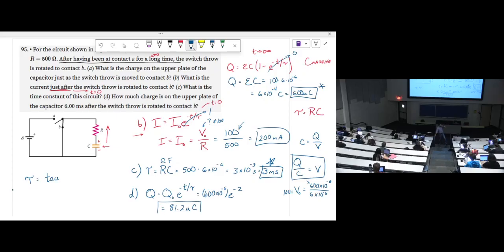So what tau tells us is, for this circuit, every 3 milliseconds, you take your initial value and you divide it by e. So after 3 milliseconds, you take 600 divided by e, so 2.7. After 3 more milliseconds, so 6 milliseconds total, you divide by e again. And after 9 milliseconds, you divide by e again. And so you're just taking a division by e, 2.71, every 3 milliseconds.